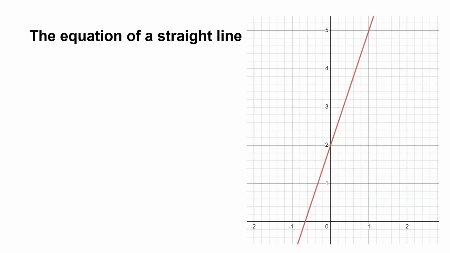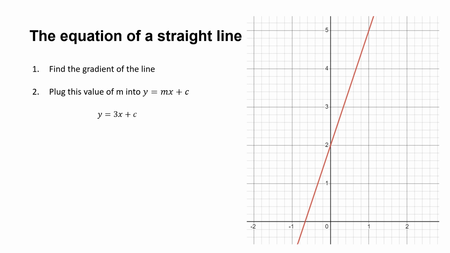Now we want to know how we're going to find the equation of a straight line. Well, the first step is actually what we were doing before: we need to find the gradient of the line. We know how to do this. We take our 2 coordinates, and I'm not going to go through the whole step, but the gradient in this particular example would be 3. So what we do now is plug this value that we found into our y equals mx plus c. Remember, the gradient is represented by the m.